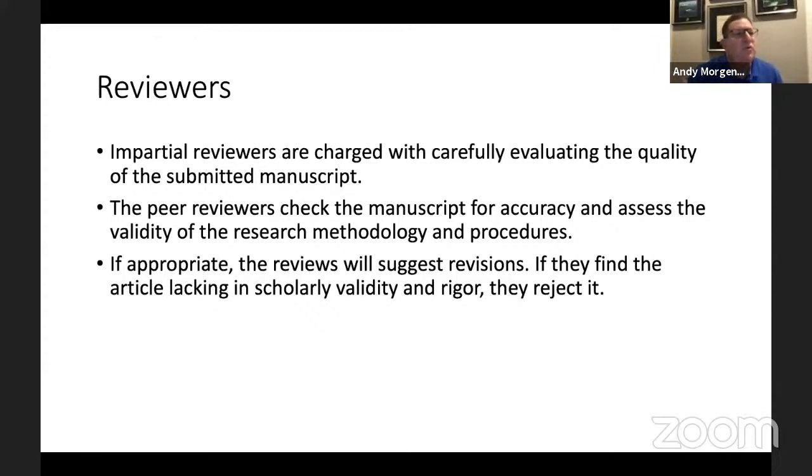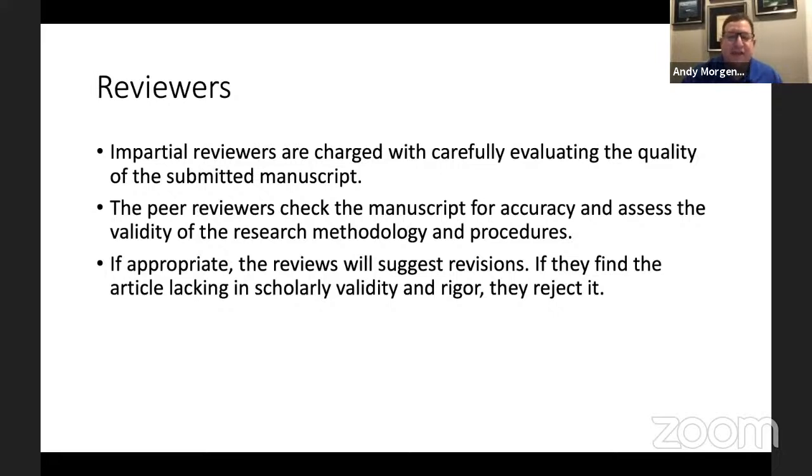And what you need to know is when you're developing a peer-reviewed journal article, you have to realize that you're writing it not only to the ultimate user, which is doctors around the world, but you're writing it knowing that a reviewer is going to dissect it and look for any errors possible. So the reviewer is an impartial person that's charged with carefully evaluating the quality of the submitted manuscript. The peer reviewers check the manuscript for accuracy and accept the validity of the research methodology and procedures.